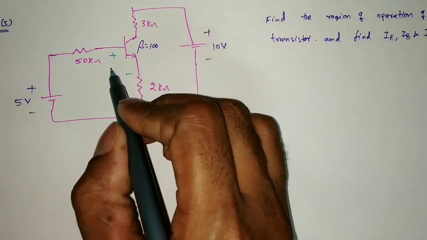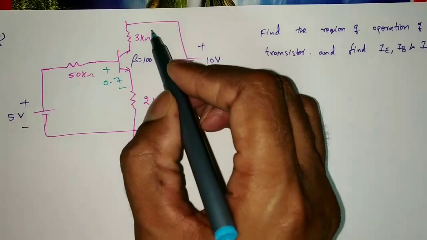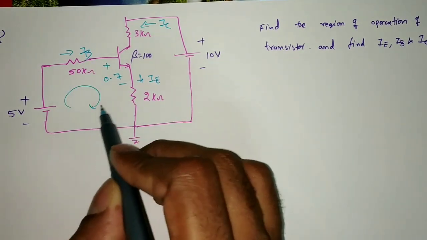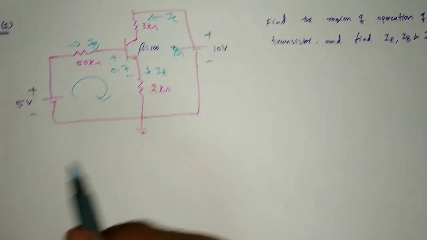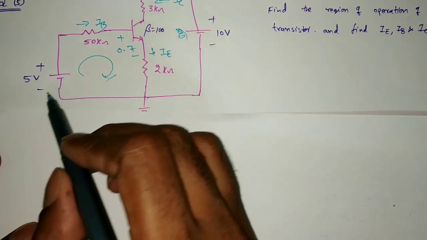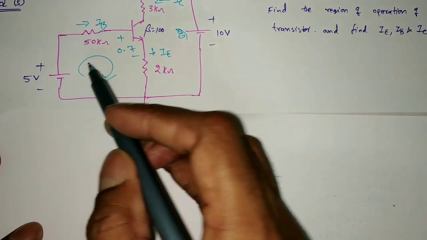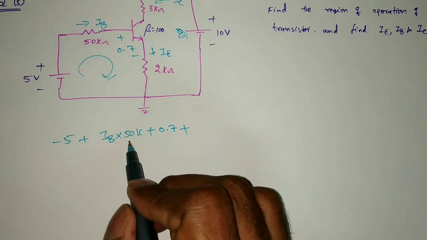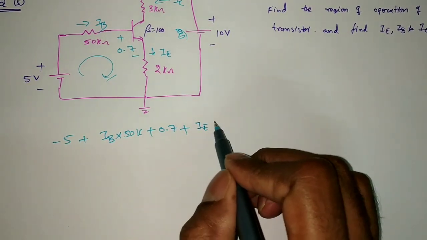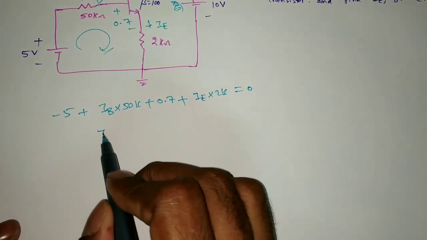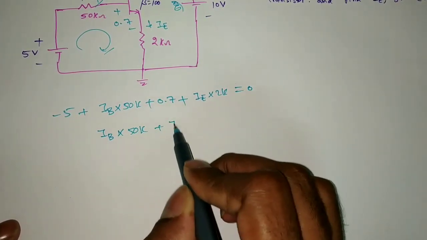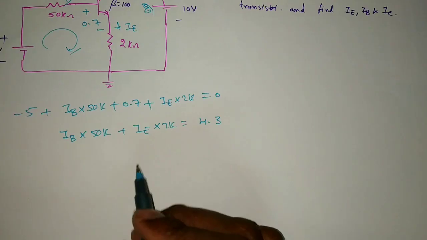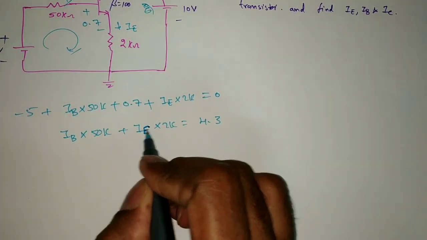So again, if I assume this is in active region, so 0.7 volt. So this is the IC, this is IE, and this is IB. Only KVL here. That is, minus 5 volt plus IB into 50 kilo ohm plus 0.7 plus IE into 2 kilo is equal to 0. So this is IB into 50K plus IE into 2K is equal to 4.3.